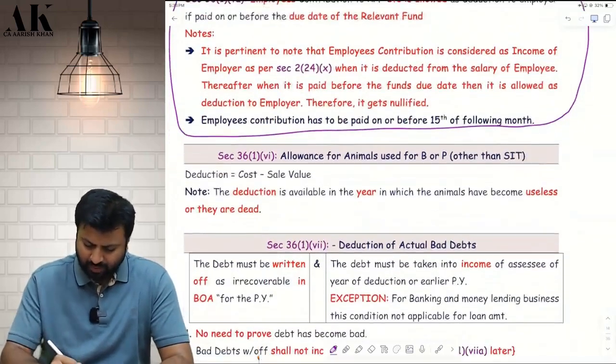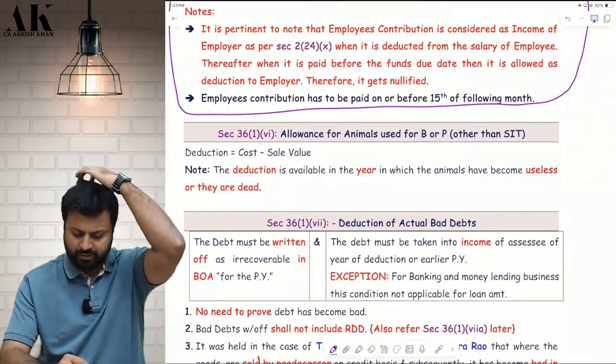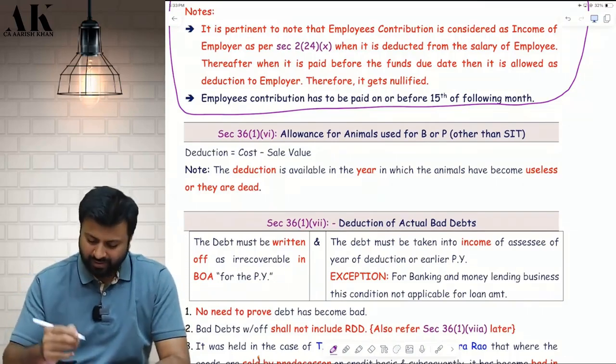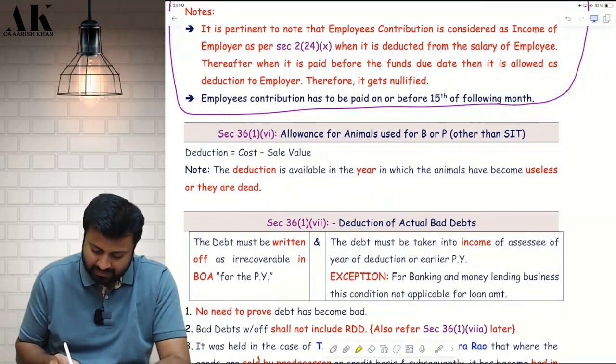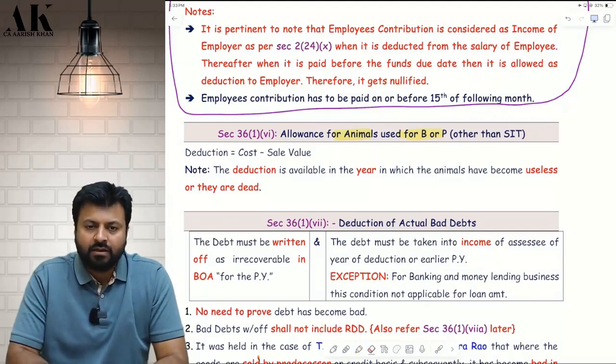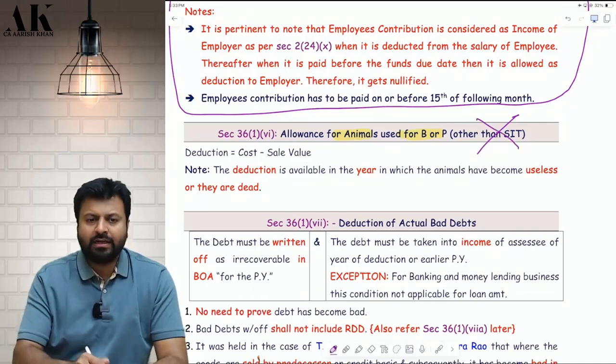Now there are one or two small deductions that I would like to address first, and then I will go ahead with some important deductions under section 36. One is a very small deduction, which is allowances for animals used for the purpose of business and profession. So I am buying some animals for my business, but keep in mind that it is not stock in trade. I am not buying that as stock in trade.